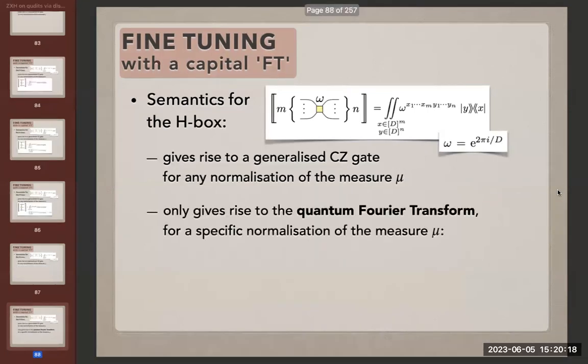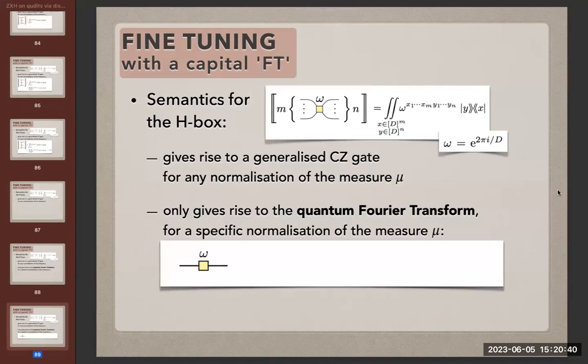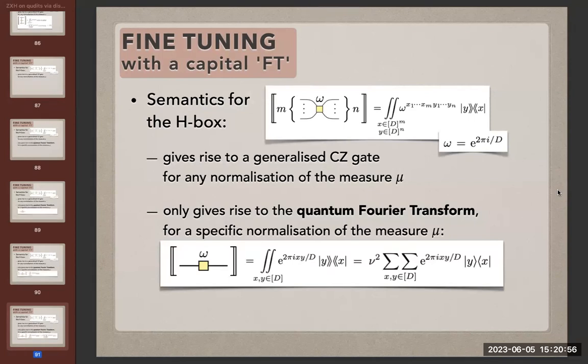But if we want to use H boxes to denote such things as the quantum Fourier transform, a unitary operation on a single qudit, then we end up getting some constraints that fix a particular measure function mu, and thereby a particular value of the parameter nu. Okay, so if we take a gate such as this, this is the semantics that you would get if you described it very simply in terms of discrete integrals, just a double integral with the relative phases, x at input, y at output. And this is how you'd represent that integral in terms of discrete sums.